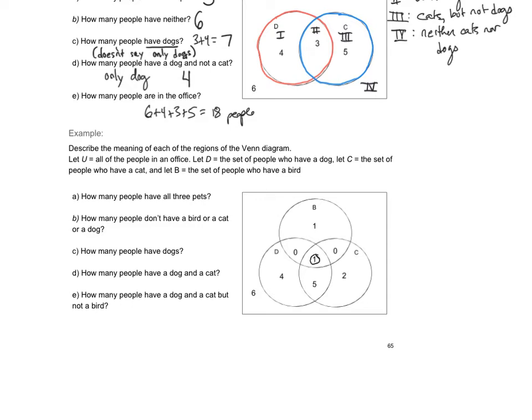If you look at this region in the middle right here, notice how it's inside the circle for people who have birds, sitting inside that red circle. It's also sitting inside the circle for people who have cats. And it's also sitting inside the circle for the people who have dogs. So therefore, that one person is really into pets, right? They have all 3 pets. And that's that one person in the middle that I've circled right there. The next question is, how many people don't have a bird or a cat or a dog? In other words, they've got none of the 3 animals. And that would be the 6 people out here because they're outside all of the circles.